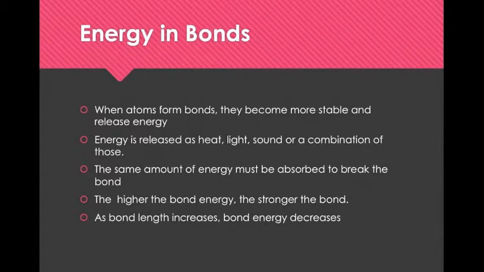In order for a bond to be broken, the same amount of energy needed to form the bond must be absorbed, which means the higher the amount of energy needed to make the bond, the stronger the bond, and the harder it is to break the bond. And as the bond length between the two nonmetals increases, the bond energy decreases, which makes the bond easier to break.